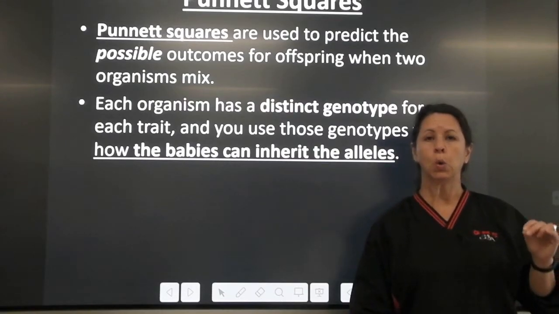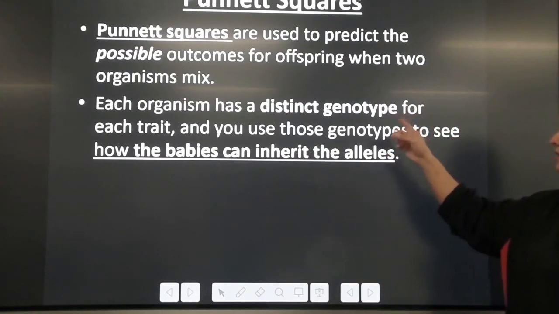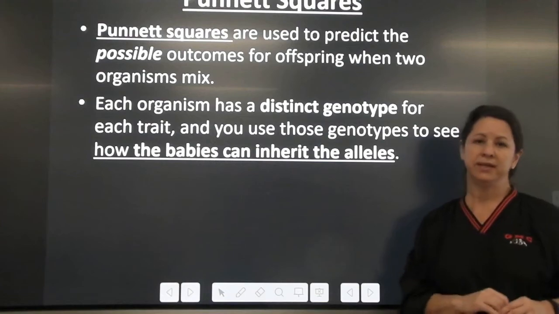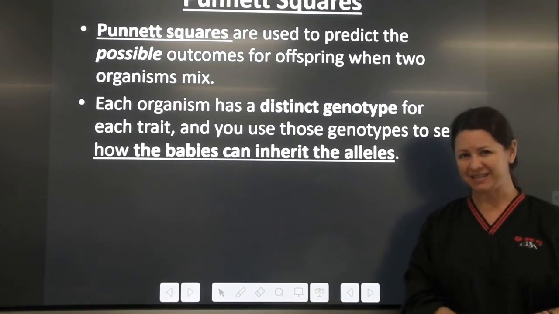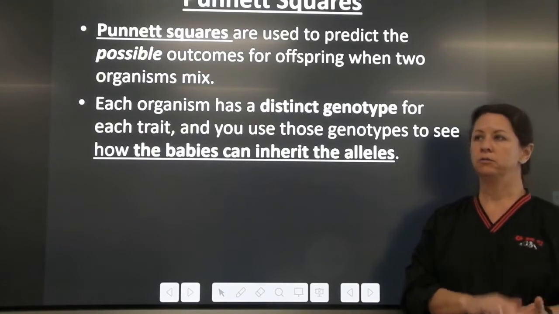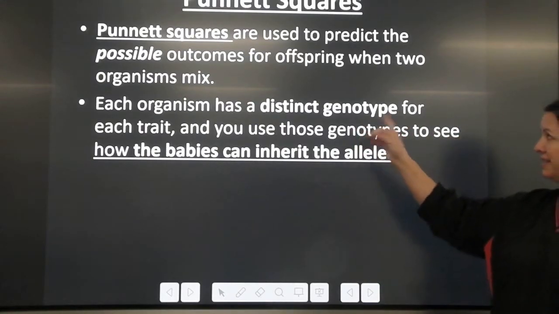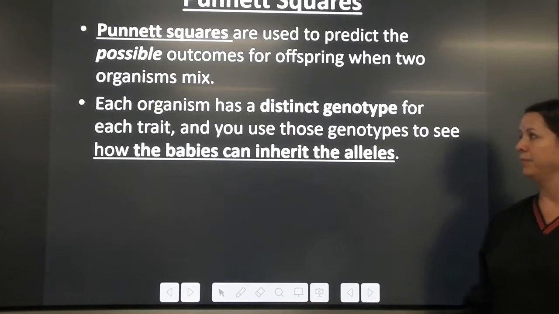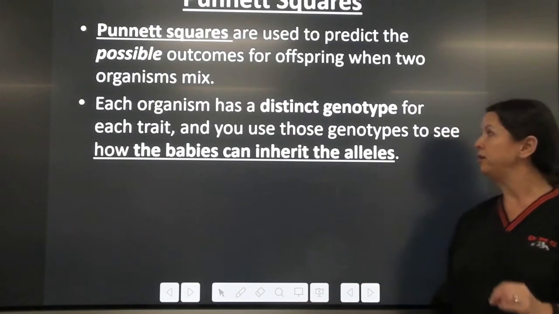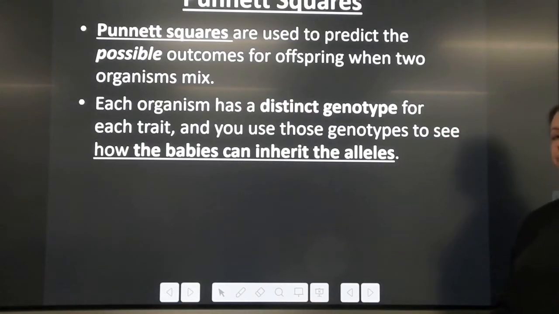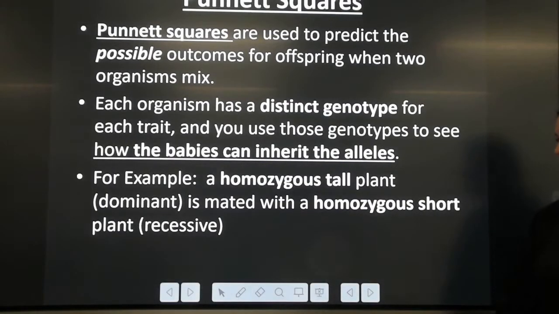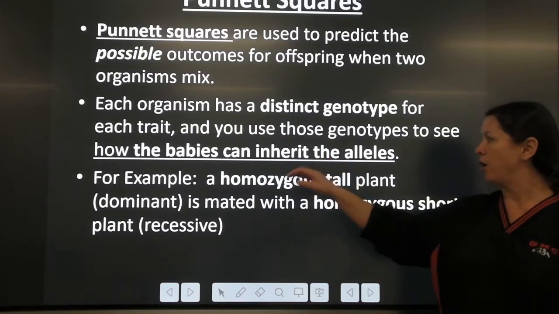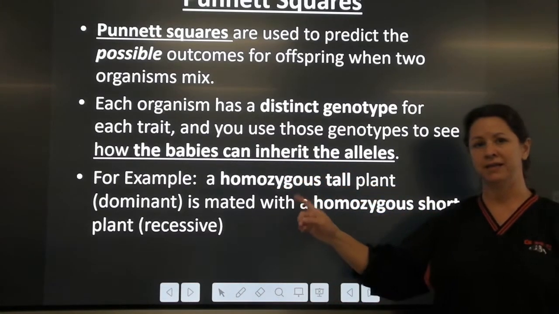Now, each organism has a distinct genotype. Remember, that's either homozygous dominant, homozygous recessive, or heterozygous. So they have a distinct genotype for each trait, and you can use those genotypes to see how the babies can inherit the alleles.